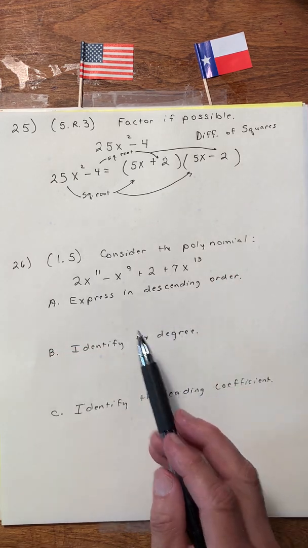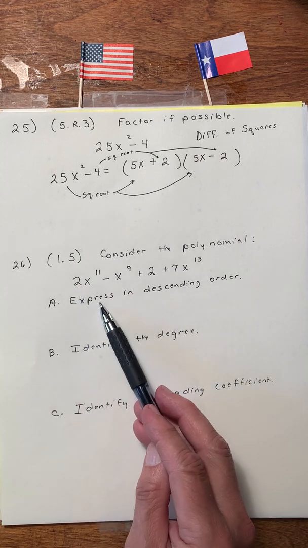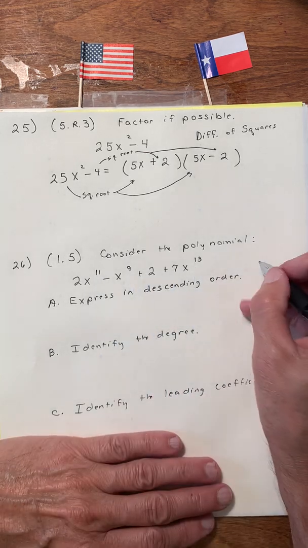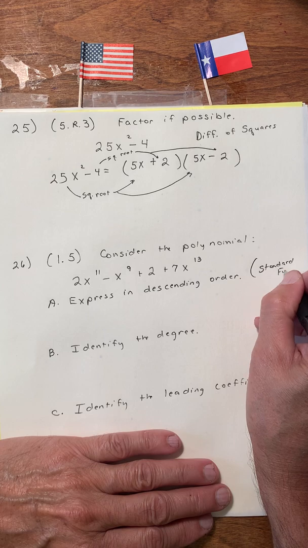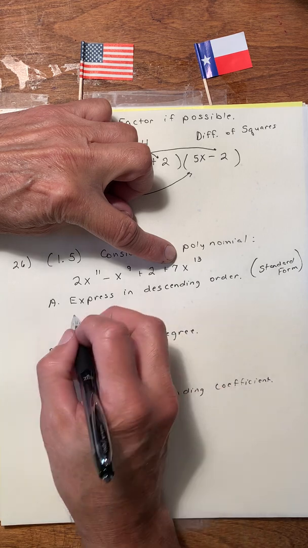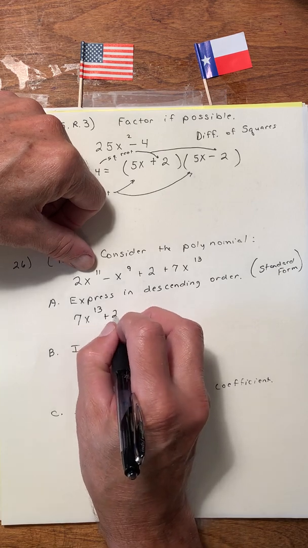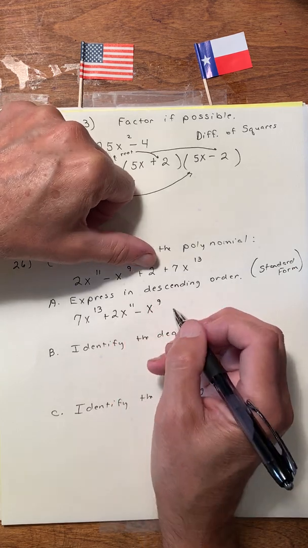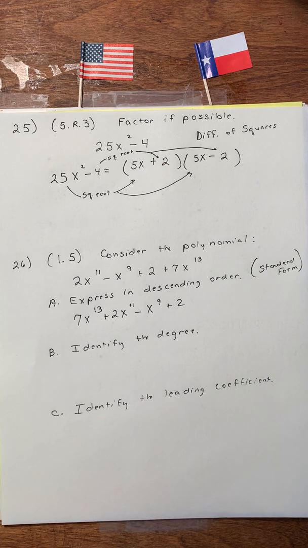All right, consider this polynomial. Notice it has 1, 2, 3, it's got 4 terms. First of all, it says express in descending order. That means descending order of exponents. This is what is also called standard form. If it's in standard form, the exponents are going downhill. So let's put the largest exponent first. Then 11. Then 9. And I got this lonely little 2 there. So that's the first challenge. Express in descending order. Done.